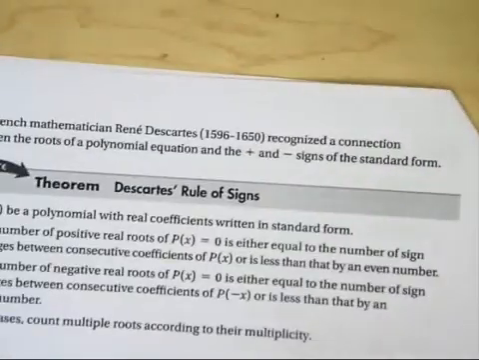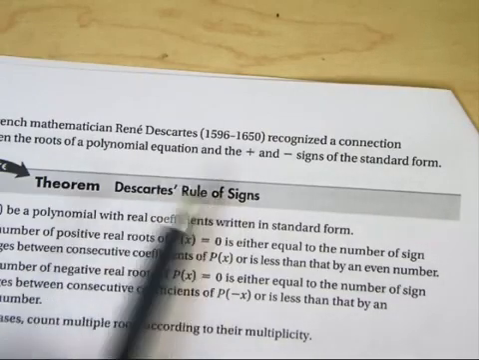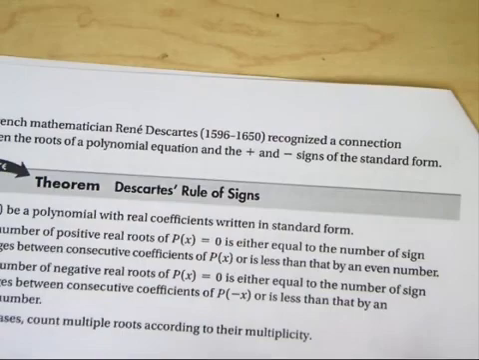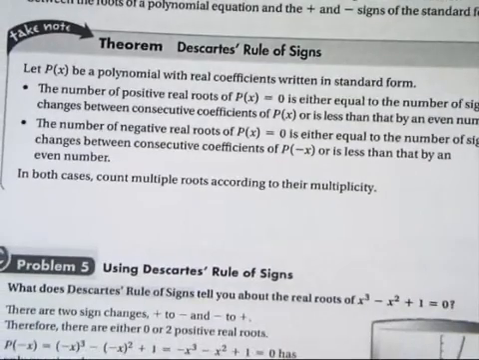As we move on, we're going to learn one more rule, and it is a rule by Descartes. He came up with this theorem on how to tell how many times the graph moves and changes behavior, and that will tell you how many positive real roots and how many negative real roots it has, okay? Now, what does all of this mean to you? Well, let's do a problem and see.